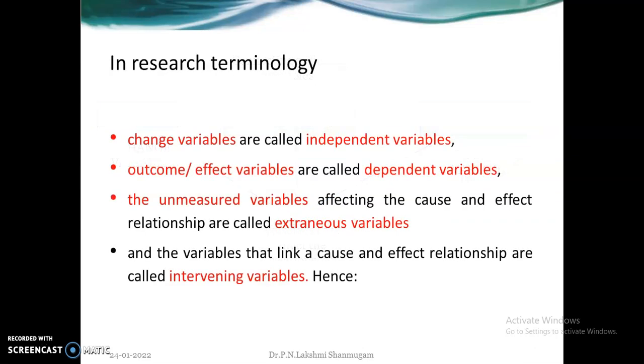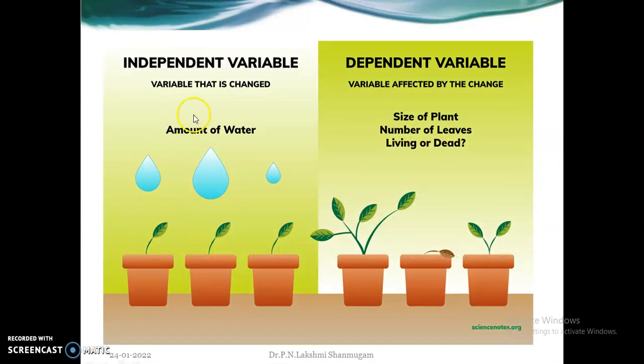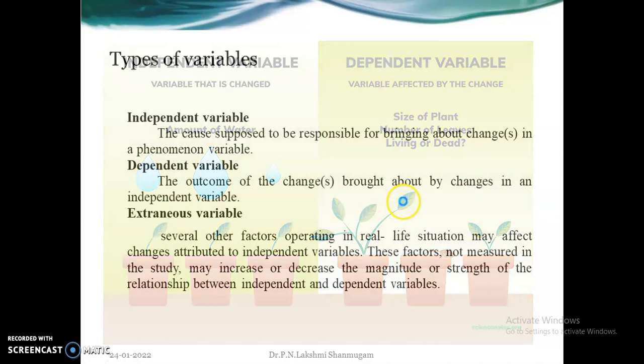Change variables are called independent variables. Outcome or effect variables are called dependent variables. The unmeasured variables affecting the cause and effect relationship are called extraneous variables, and the variables that link a cause and effect relationship are called intervening variables. Independent variable: the variable that is changed, for example the amount of water. Dependent variable: the variable affected by the change, for example size of plant, number of leaves, living or dead.